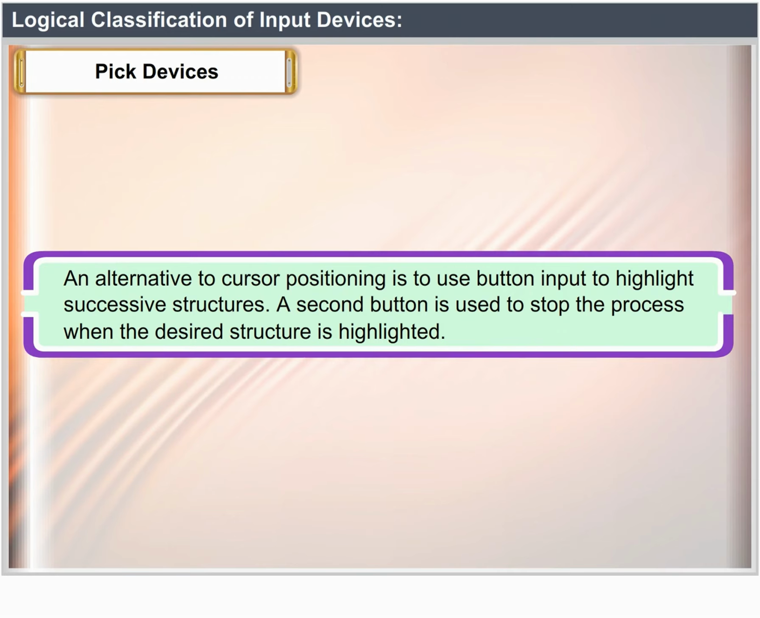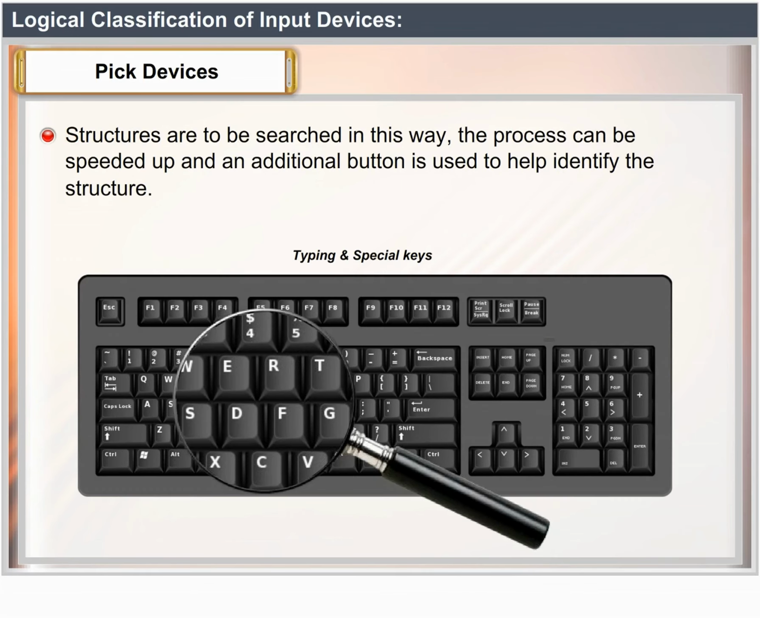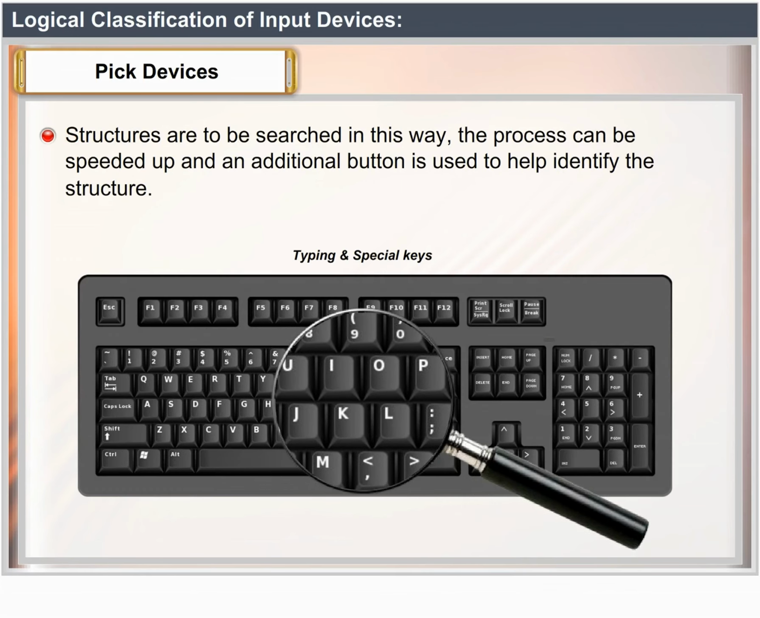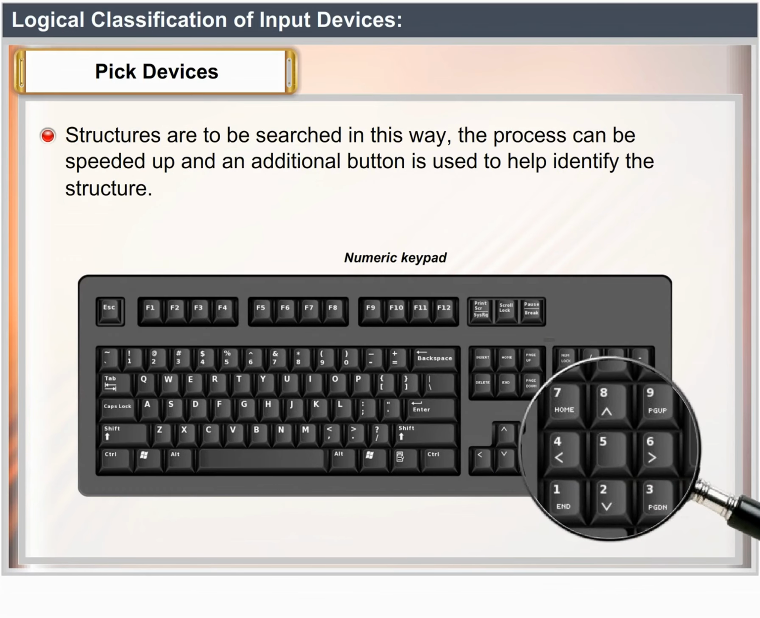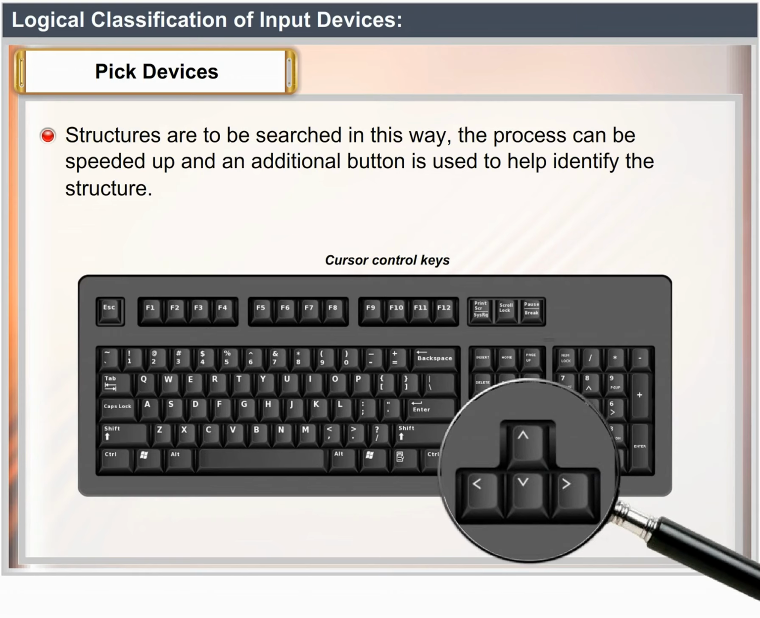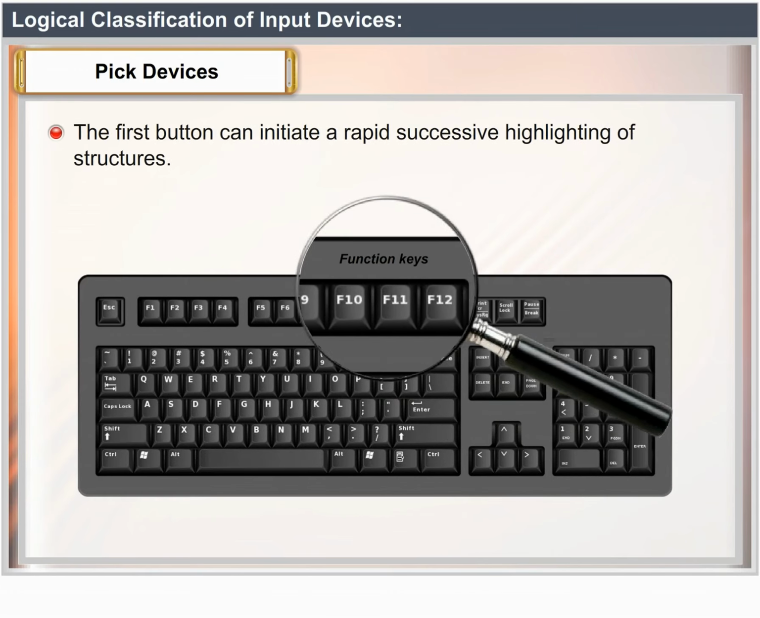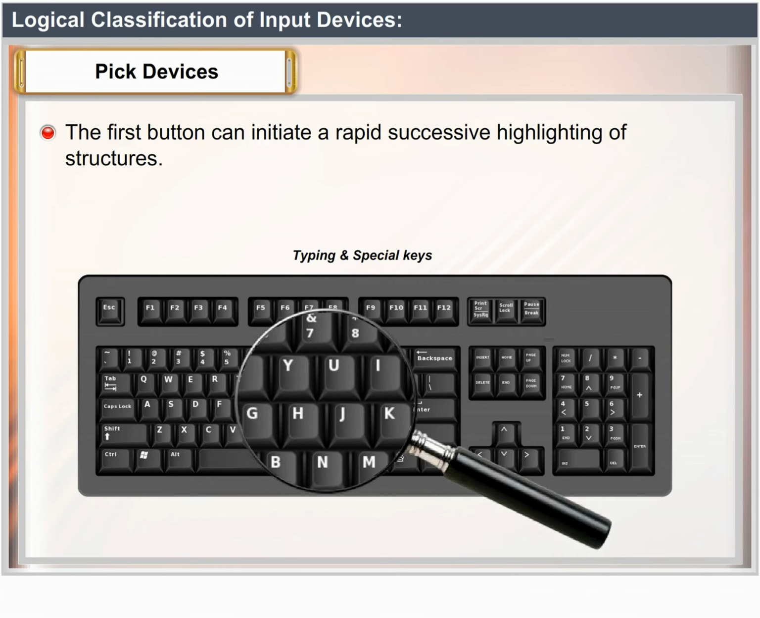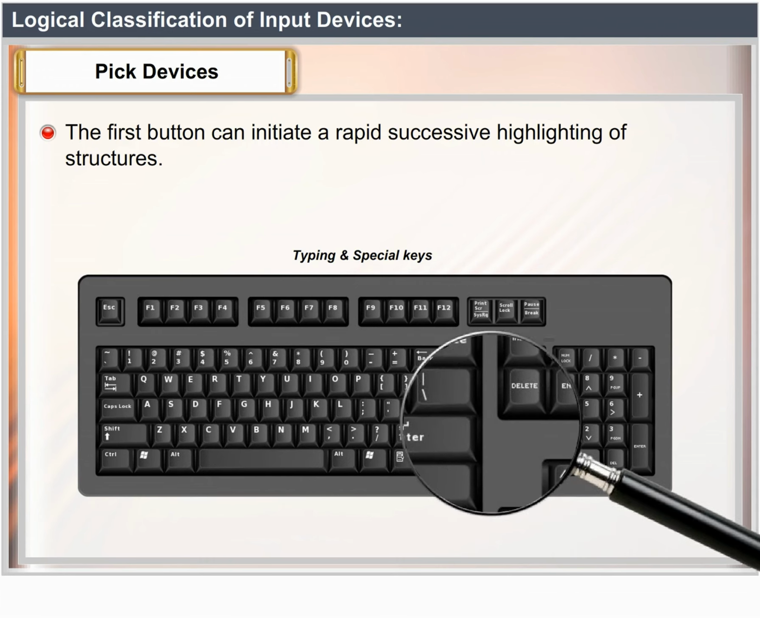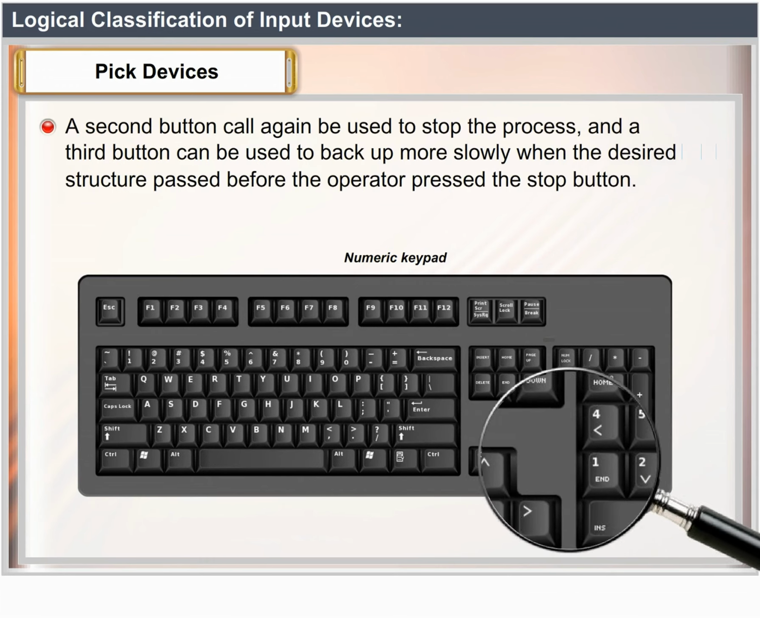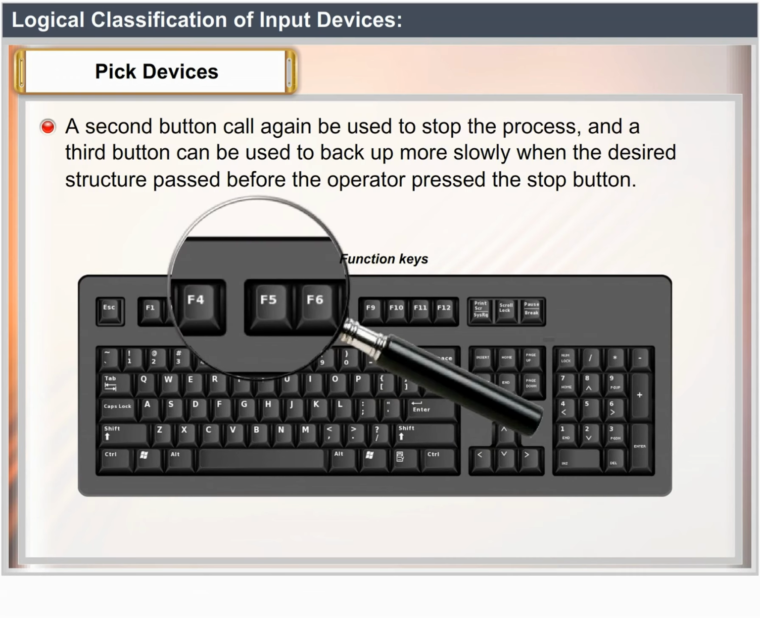If very many structures are to be searched in this way, the process can be speeded up and an additional button is used to help identify the structure. The first button can initiate a rapid successive highlighting of structures. A second button can again be used to stop the process, and a third button can be used to back up more slowly if the desired structure passed before the operator pressed the stop button.